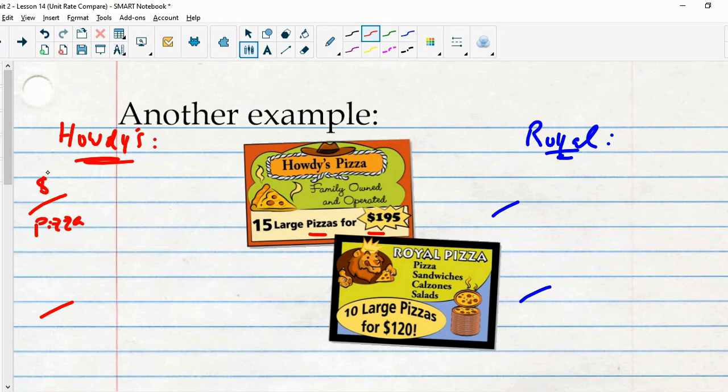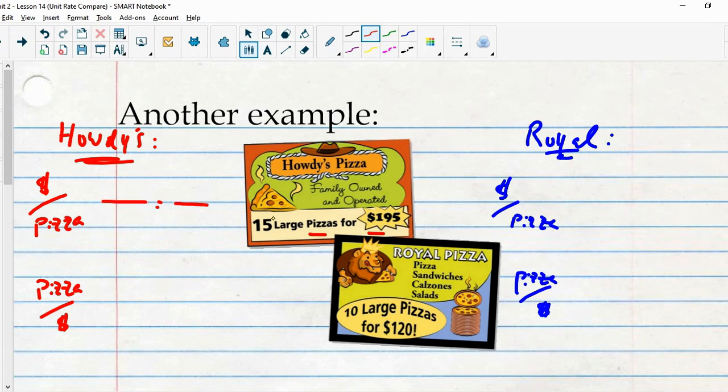So we put dollar on the top. And here, we're going to flip this upside down. We'll do pizza on the top and dollar at the bottom, because we want to see how much pizza $1 can buy me. We'll do the same here. I'm just going to copy dollars to pizza, and then pizza to dollar. So far so good.